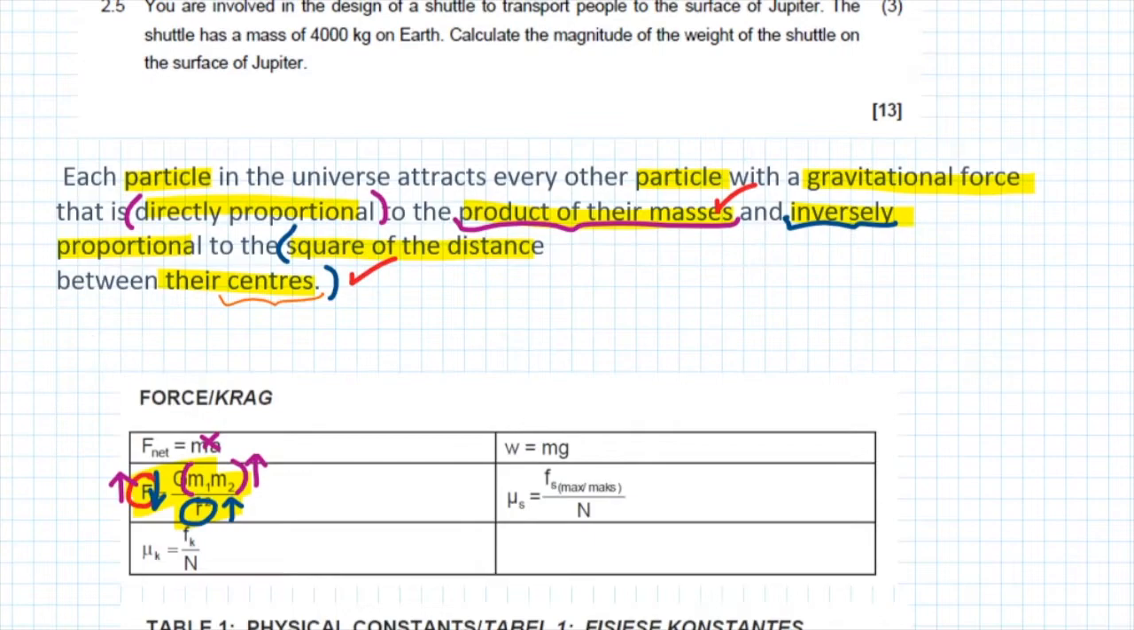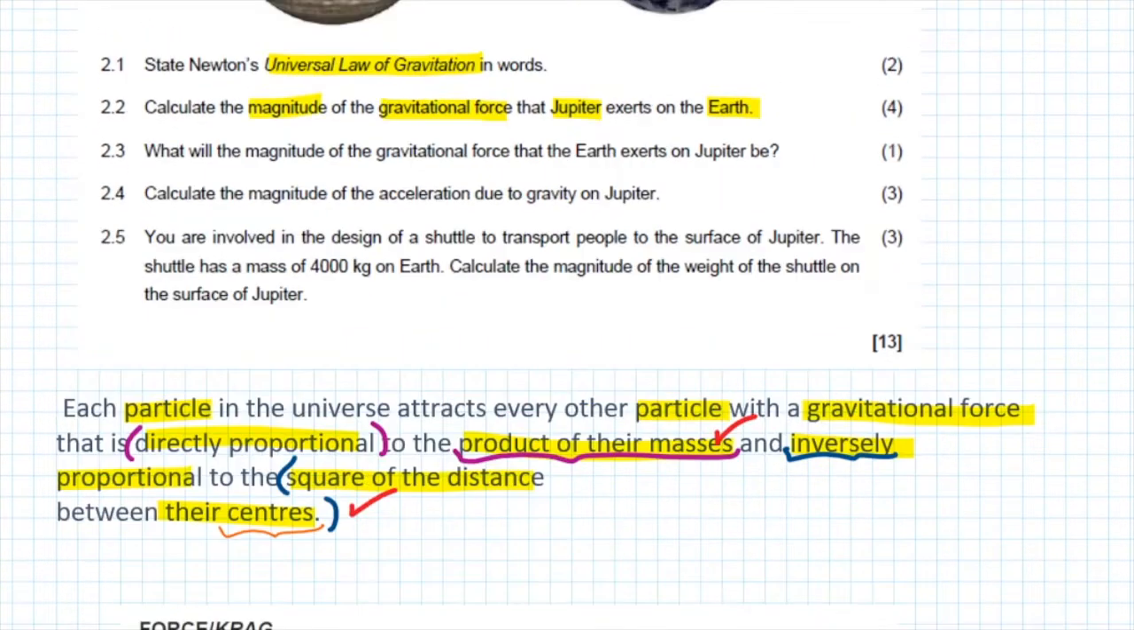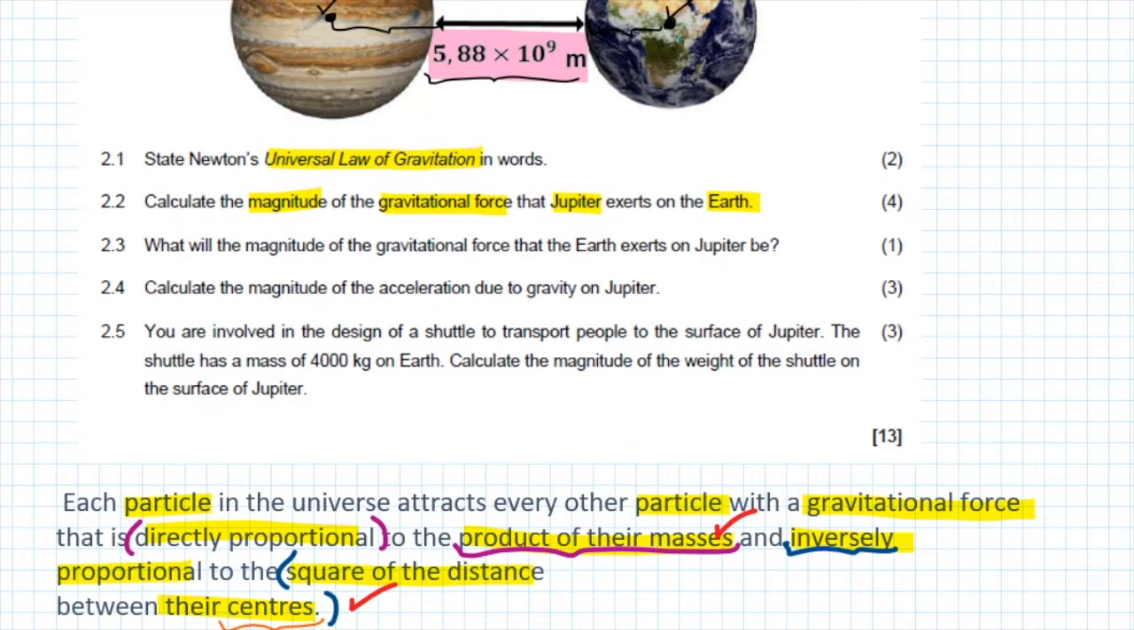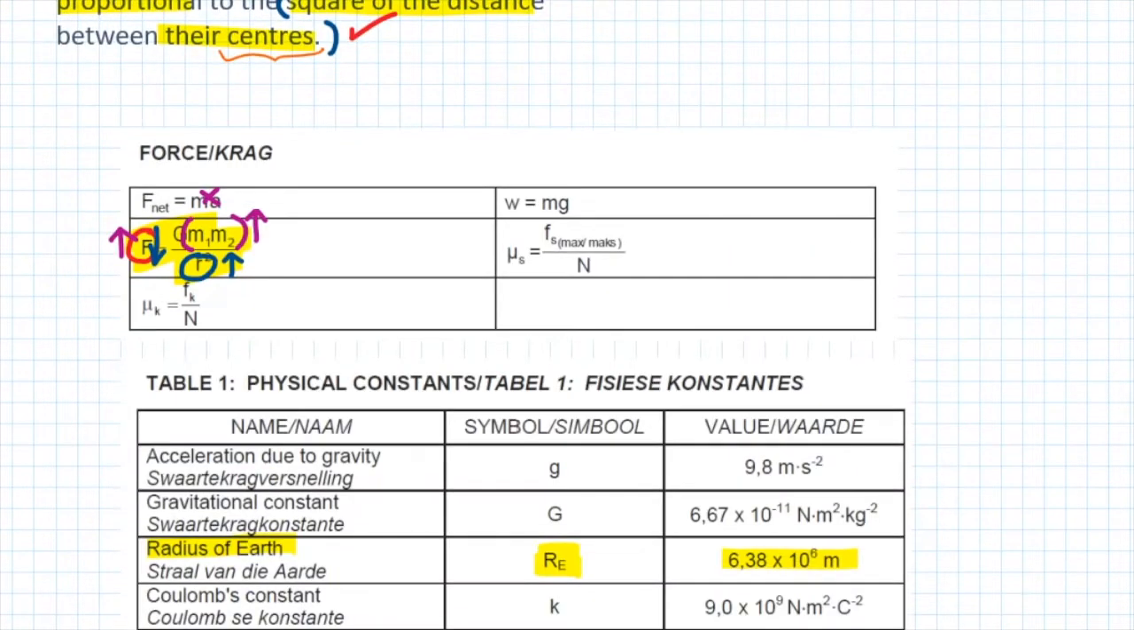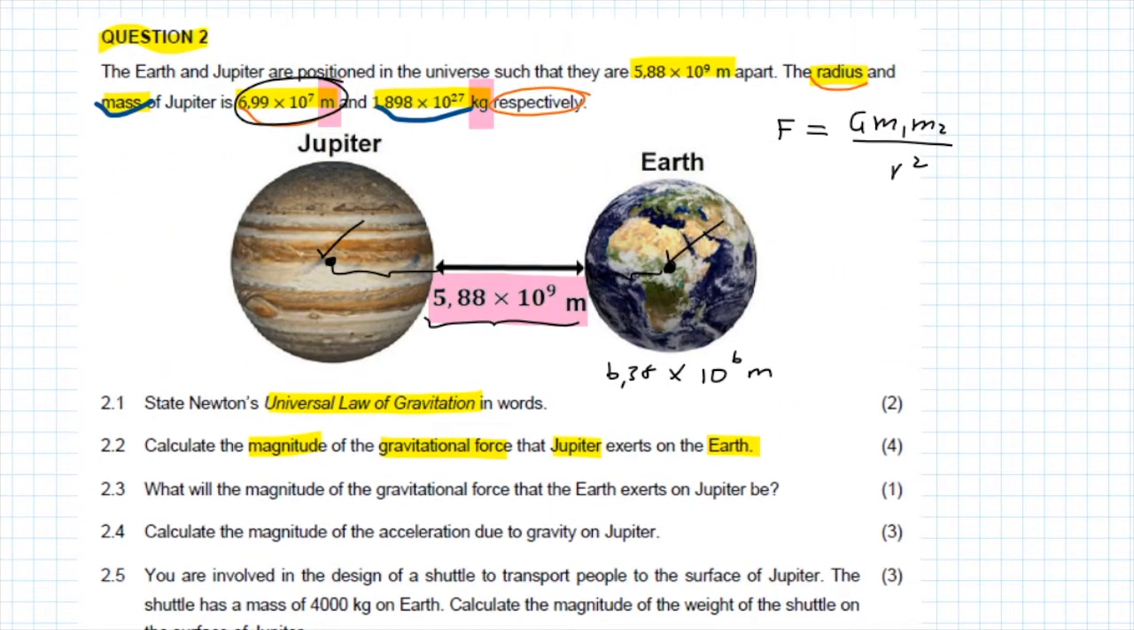Well, remember I spoke to you about your table of constants. In this table of constants, you're going to find the radius of Earth, RE, given as 6,38 times 10 to the power of 6 meters. So that information is actually provided to us.